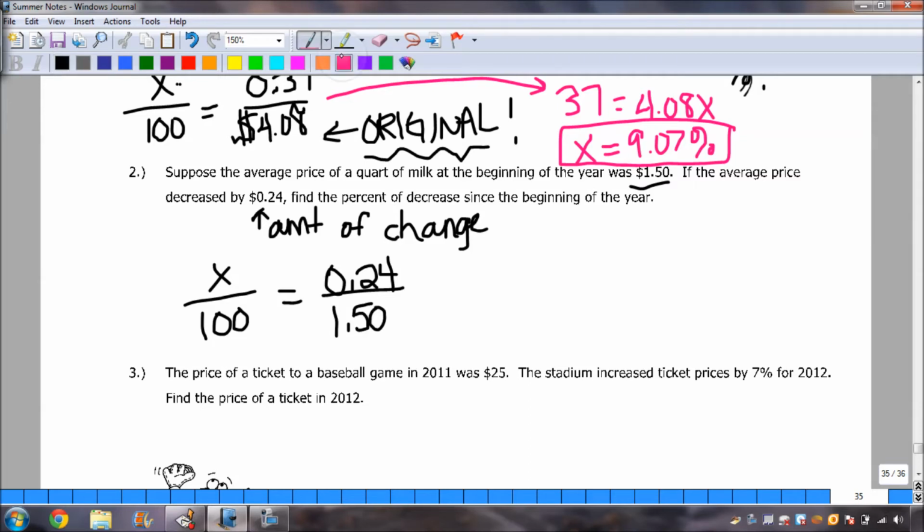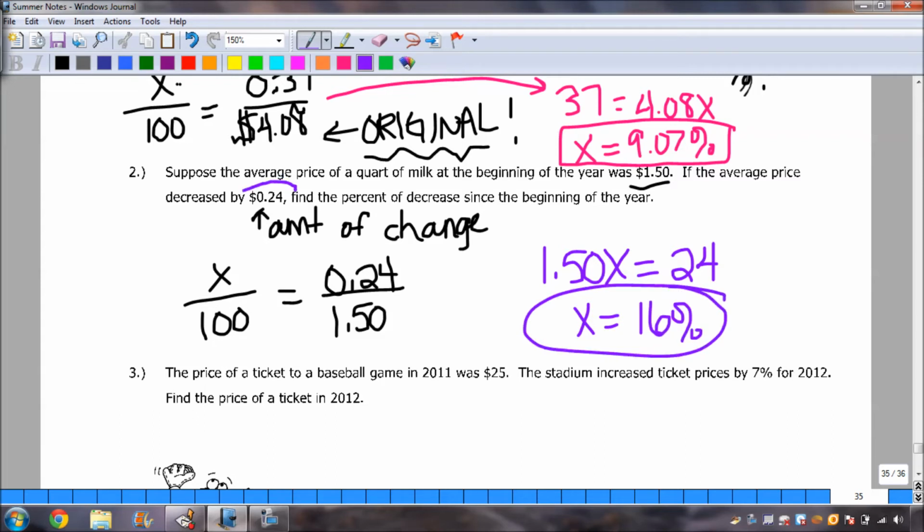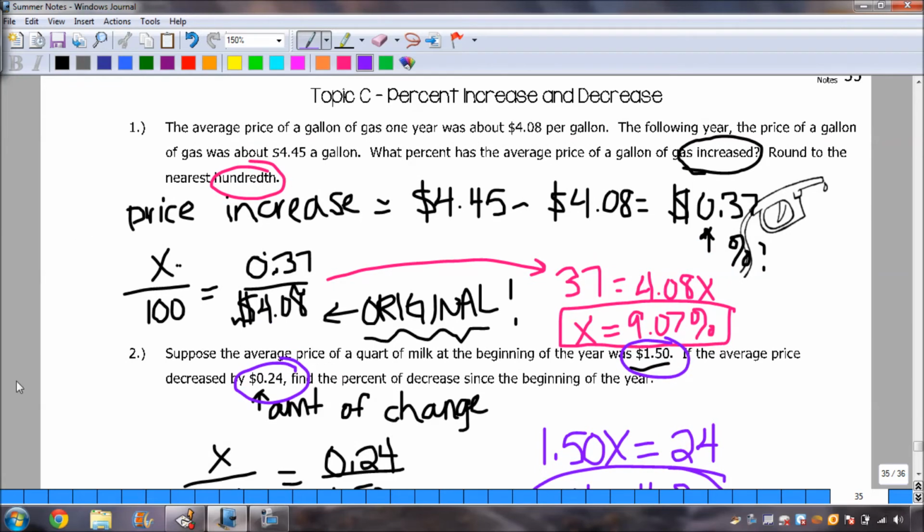So now, again, all I have to do is cross multiply and solve. So I get $1.50x equals 24. Divide both sides by 1.5. You should end up getting 16%. So that means that this 24 cents is 16% of $1.50. And what this means here is that if I take 9.07% of $4.08, I should get 37 cents, which is how much the price increased by. So the new price is $4.45.